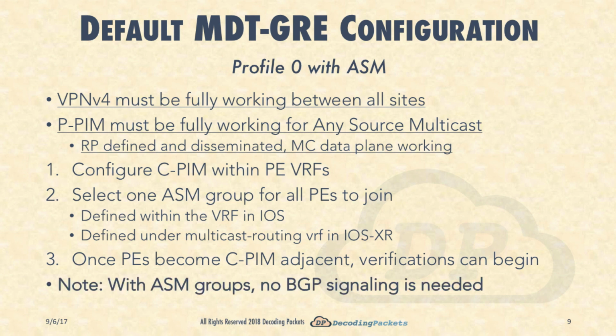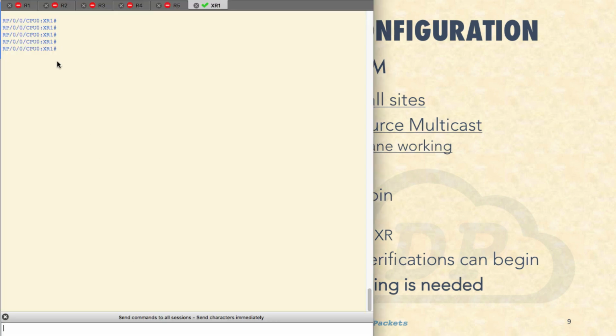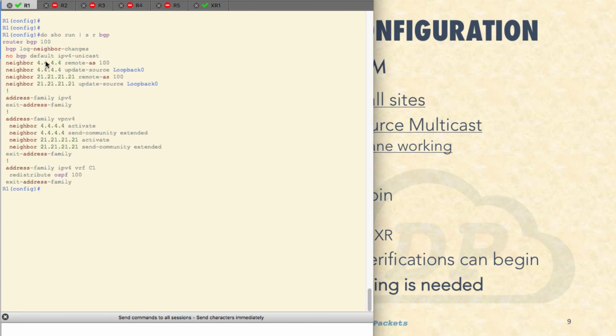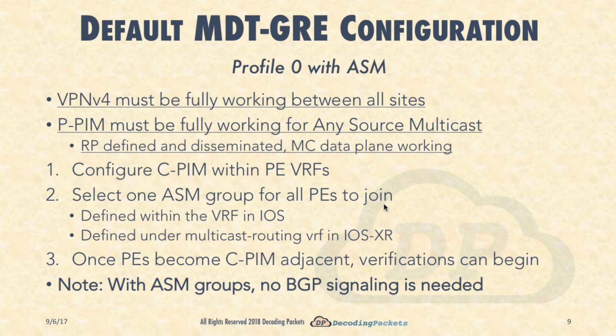Now, finally, there's one thing, and this is also in the Cisco documentation, and it seems to be a big issue. But with ASM groups, you really don't need BGP signaling. So if you look on the routers here, and if I go to R1 and I say show run section r bgp, the only address family I am exchanging with my neighbors is VPNv4. So there is an address family MDT, but we will realize that that becomes useful for SSM groups.